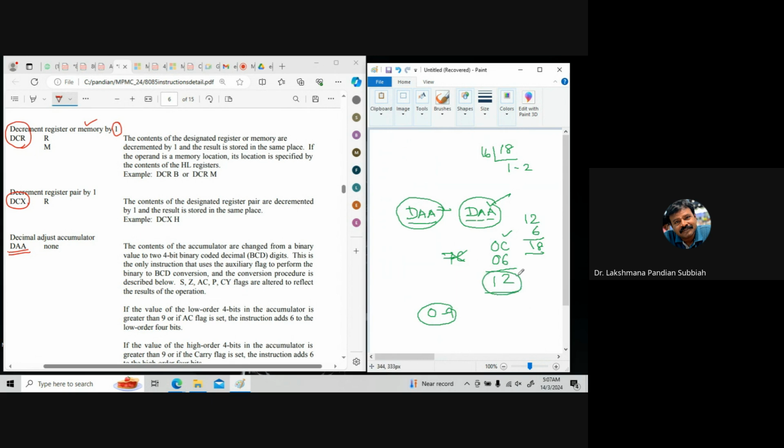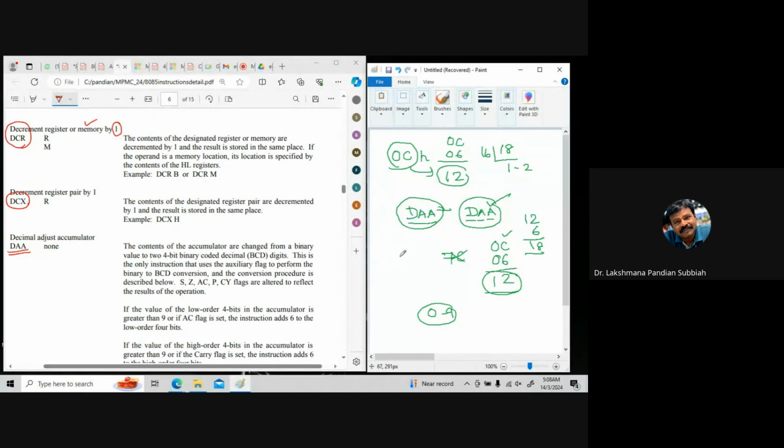This is a decimal number. So 0C is a hexadecimal, and the equivalent decimal is 12. How do you get that equivalent decimal? We just add 6. 06 is added with 0C, and we get that, right?